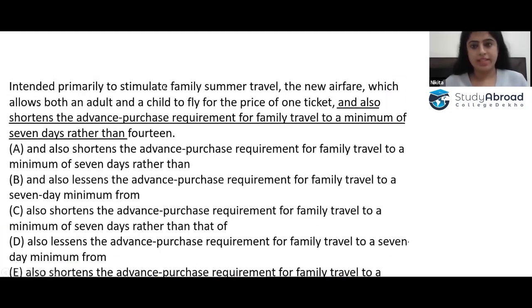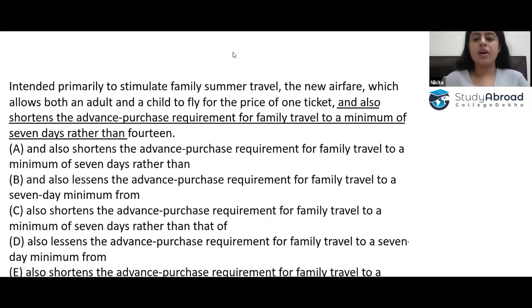Let's read the question and then we'll understand better. It says, intended primarily to stimulate family summer travel, the new airfare, which allows both an adult and a child to fly for the price of one ticket, and also shortens the advance purchase requirement for family travel to a minimum of 7 days rather than 14. Okay, you can pause the video, give yourself the time to understand the question well, and then listen to the explanation that I'm going to give.